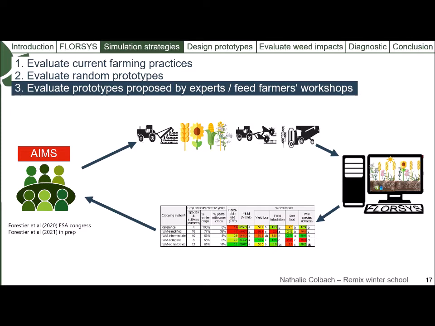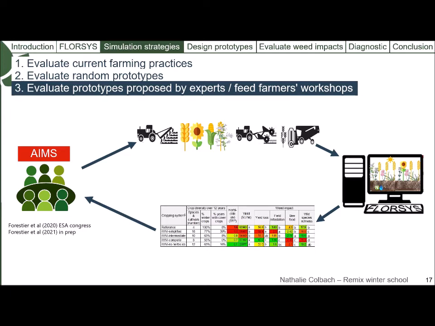Prototypes are then fed into FLORSYS, which simulates weeds and crops and predicts the different indicators of production, weed damage, and weed benefits. The workshop participants then analyze these simulation outputs and, if necessary, improve the prototypes and then run simulations again. This design simulation loop can be automatic if FLORSYS is combined with optimization algorithms.